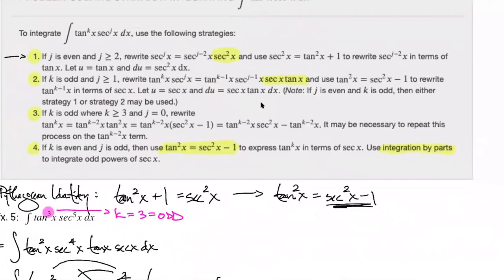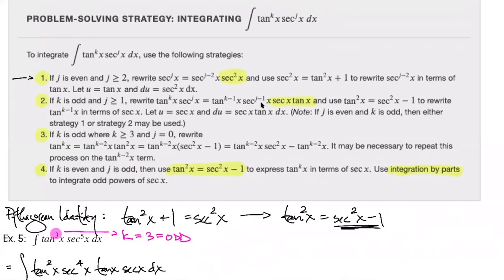I always worry that I'm going to make someone motion sick when I'm scrolling too fast. But let's take a look at these steps and read number 3. So if k is odd and k is greater than or equal to 3 and j equals 0, then what we're going to do is we're going to split the tangent. So we've got a tangent and then a tangent squared, okay? That's going to allow us to substitute the tangent squared with our Pythagorean identity. That's secant squared minus 1. And then we're going to be able to distribute, okay?